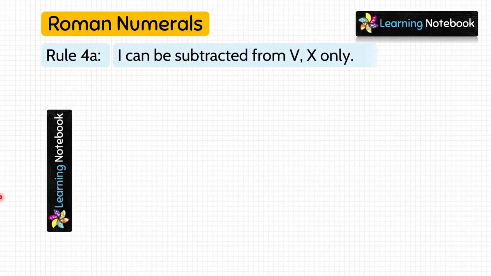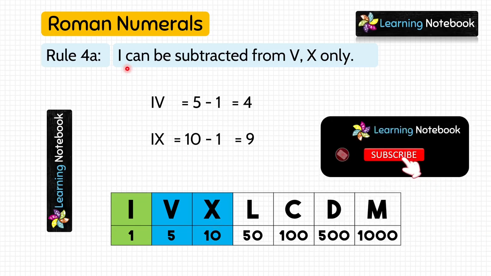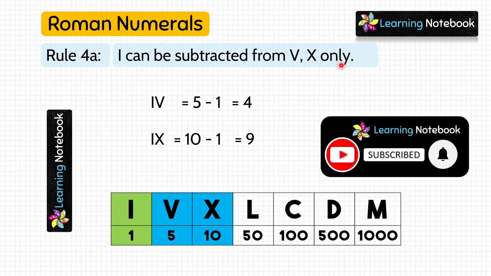Now students, there are 4 more points which we need to keep in mind while doing subtraction in Roman numerals. The first point is, I can be subtracted from V and X only. So whenever we are doing subtraction, we have to remember that I can be subtracted from V and X only. For example, we can write IV or IX. Both are correct. So remember, I can be subtracted from V and X only.